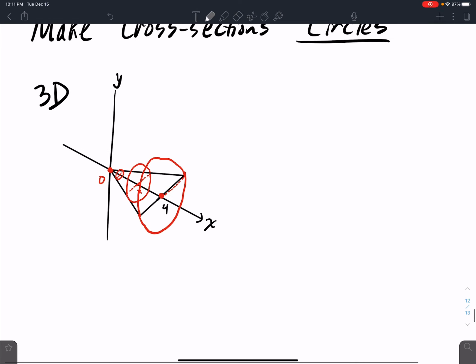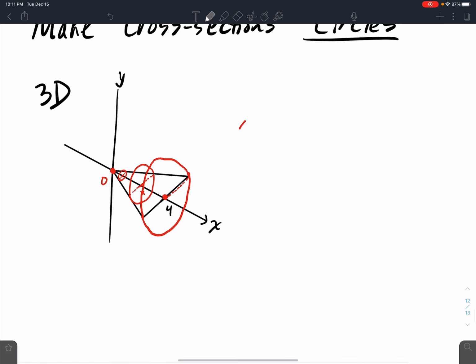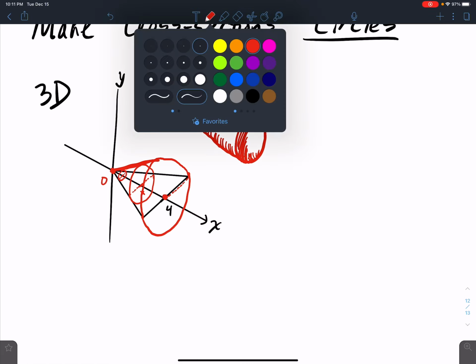So really, geometrically, what's happening, it looks like we're getting a cone. Okay, do you see that? You see how this is kind of a cone here? So geometrically, what it's creating is this cone. All right? So how do we do this problem?